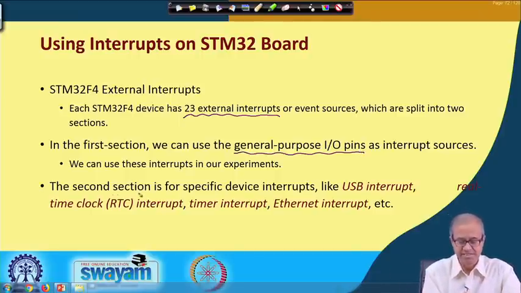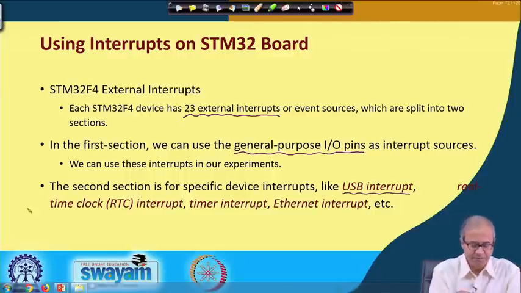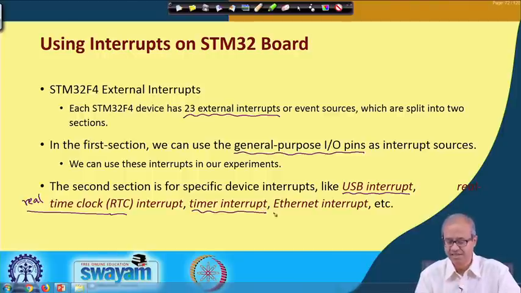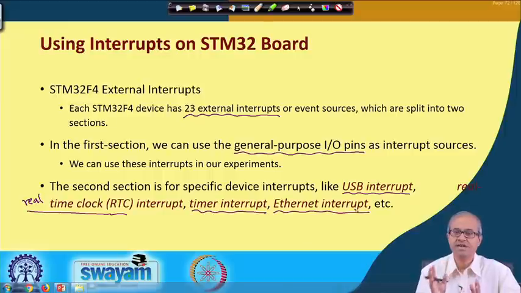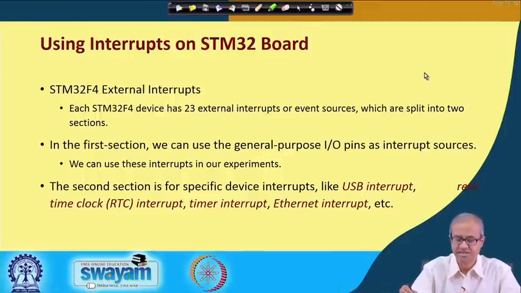But there is another section, another part where some specific devices are generating interrupts, like your USB interface can generate an interrupt, your real time clock which maintains the time of day clock, that can generate an interrupt, some timer which you are using, that can generate an interrupt. If you are having a network interface like Ethernet, that interface can also generate an interrupt. So, these are device specific interrupts which fall in the second category, but the first category is more general purpose. Okay. So, in our experiments we shall be using the first category.